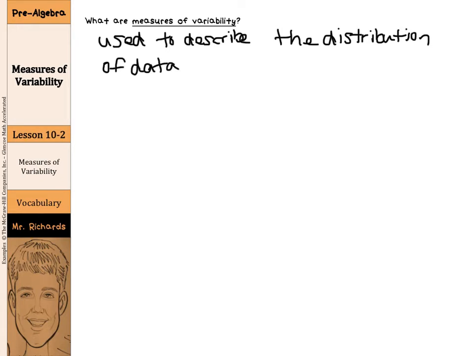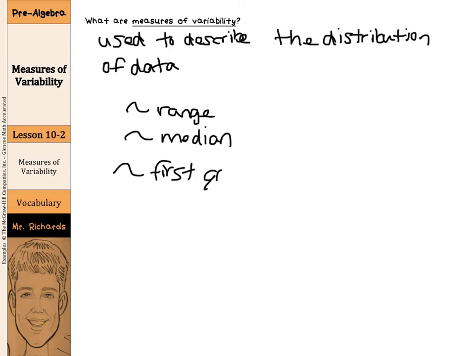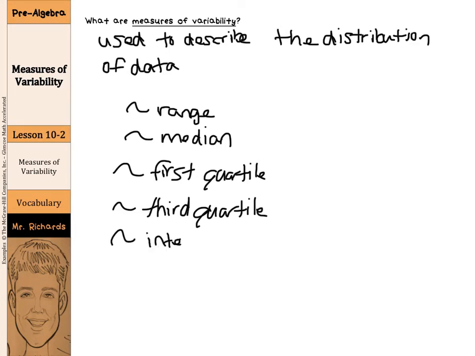And when you're asked to use measures of variability, we're going to be looking at the range, the median, something called the first quartile, and the third quartile, and we'll look at those two in order to calculate the interquartile range. Now, let's get started with our examples.